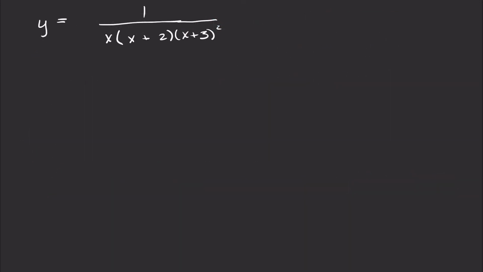So next function, we have y equals 1 over x times x plus 2 times x plus 3 squared. So we want to start off by taking the natural log of both sides. So we get the natural log of y equals the natural log of 1 over x times x plus 2 times x plus 3 squared.